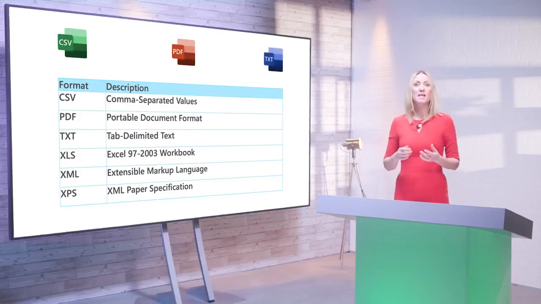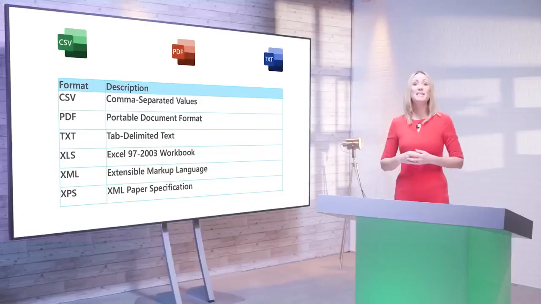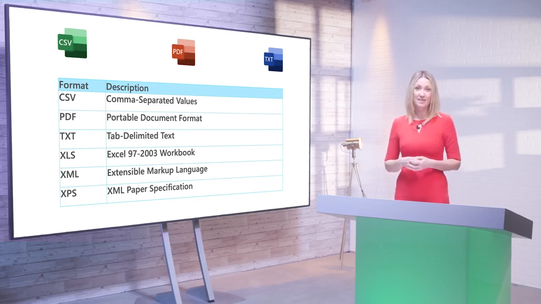Finally, TXT or tab delimited text. This is a simple file format used to store tabular data. Column data is separated by tabs. All formatting is removed. Excel only saves the active worksheet. For a complete detailed list of all available file formats, including XLS, XML and XPS, please refer to the additional reading at the end of this lesson.